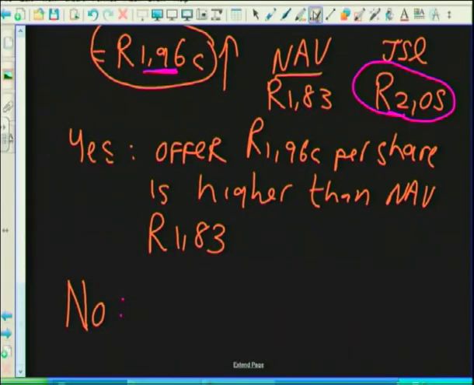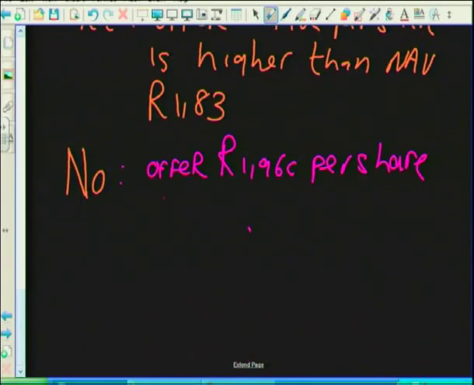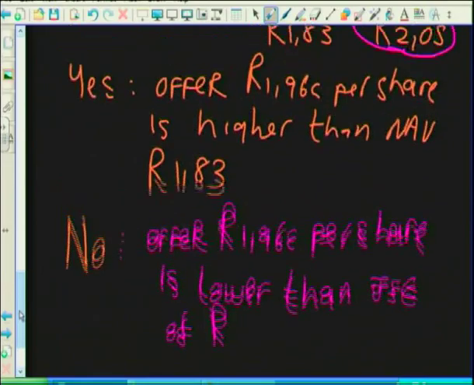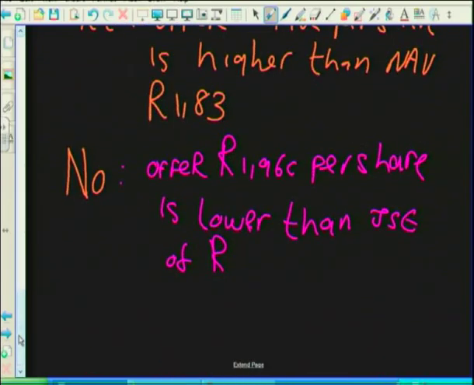Right, so the reason for saying no is, if we look at the offer, and let's now write this down, our offer, which was 1 rand 96 cents per share, let's just extend the page there, is lower than the JSE price, or the market value of, let's go back there, the price on the JSE was 2 rand and 5 cents.